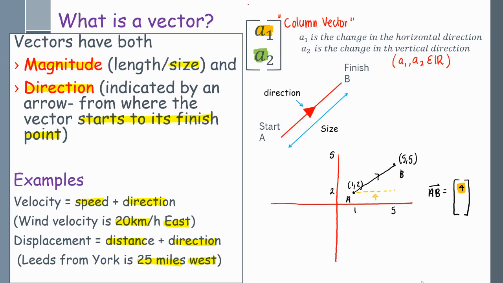The second component of this column vector is the change vertically. So how do I get from y equals 2 to y equals 5? If I go upwards like I do in this situation, this component will also be positive. If you are moving downwards though, this component would be negative. And I know to get from y equals 2 to y equals 5, I would have to go up 3 units. So that is my A2.